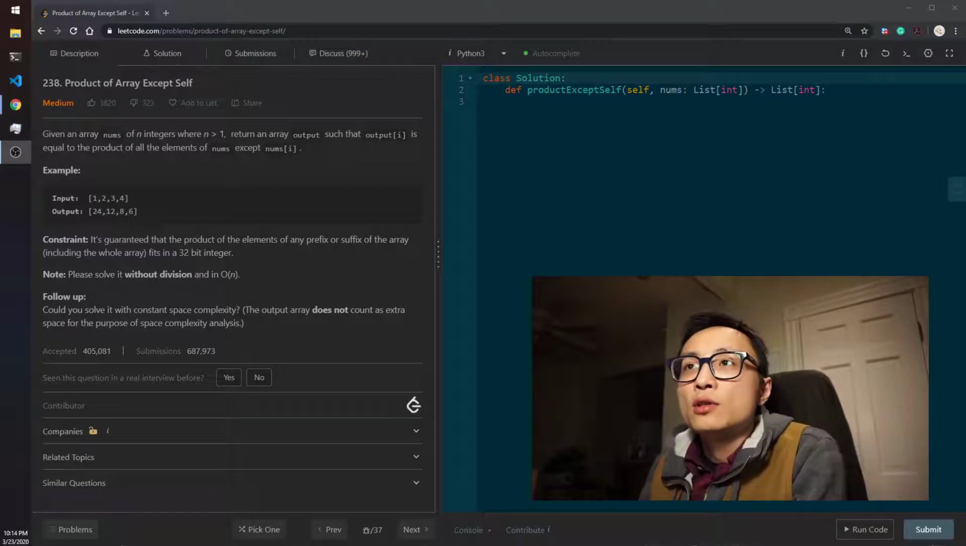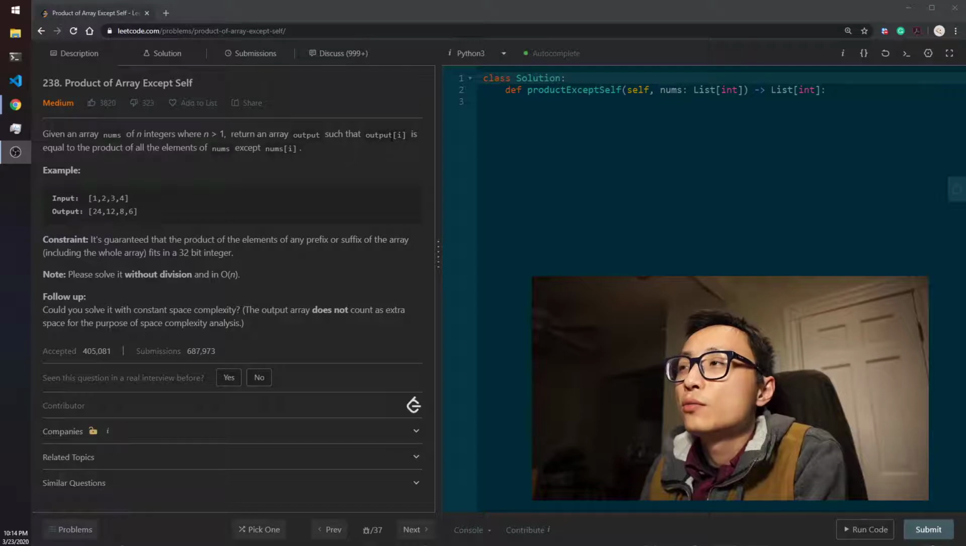Okay, so today's question is 238, product of array except for self. We are given an array of integers and we need to return an output array where the ith location of the output is the product of all the elements of the input array except for the ith input.